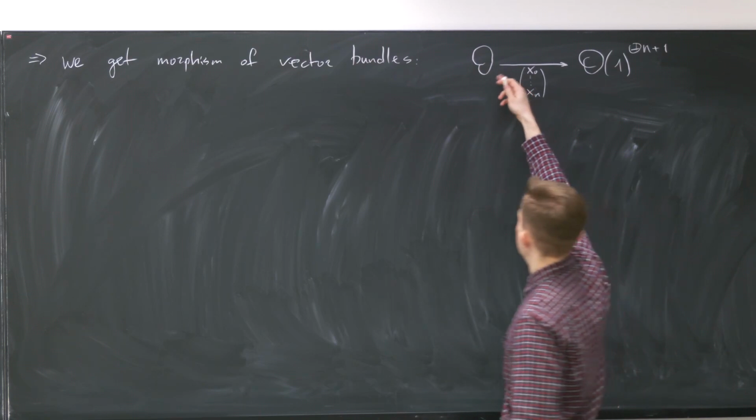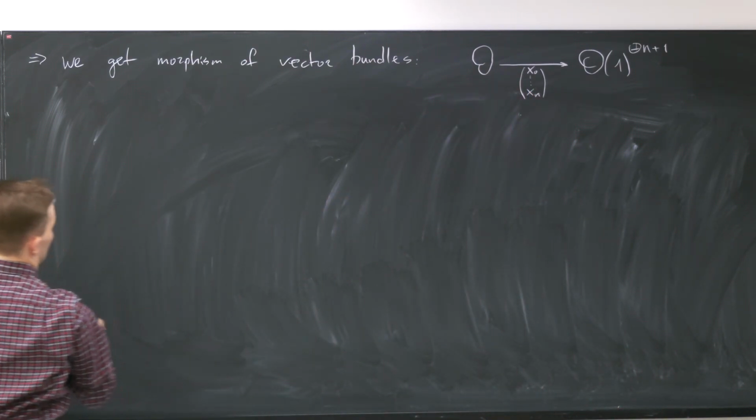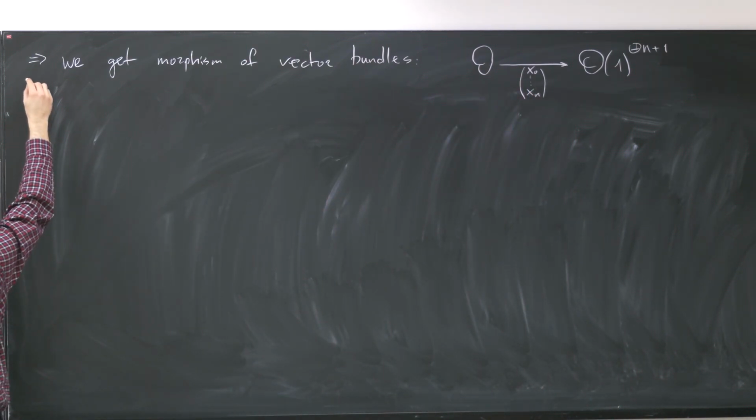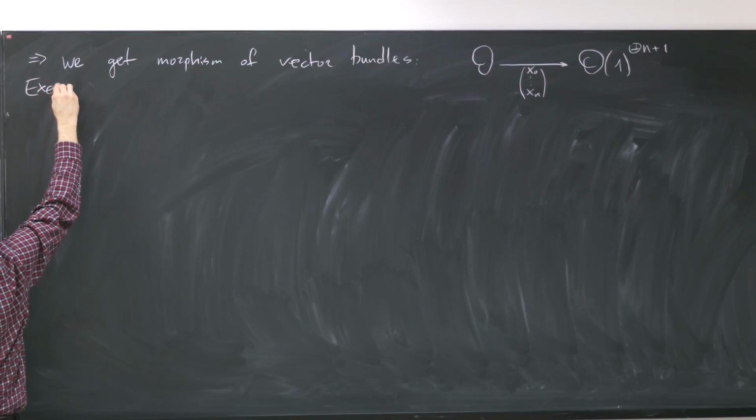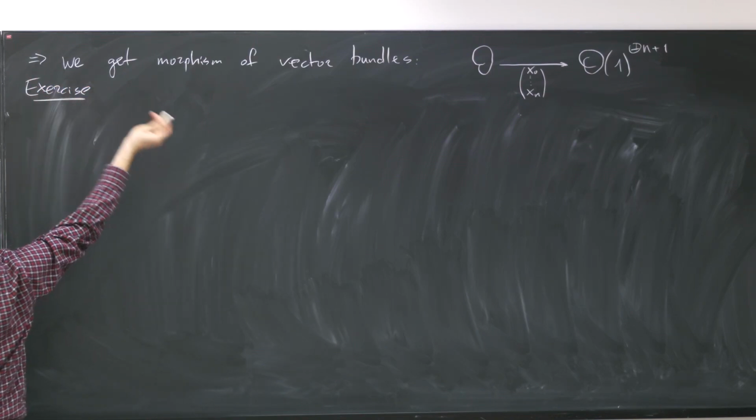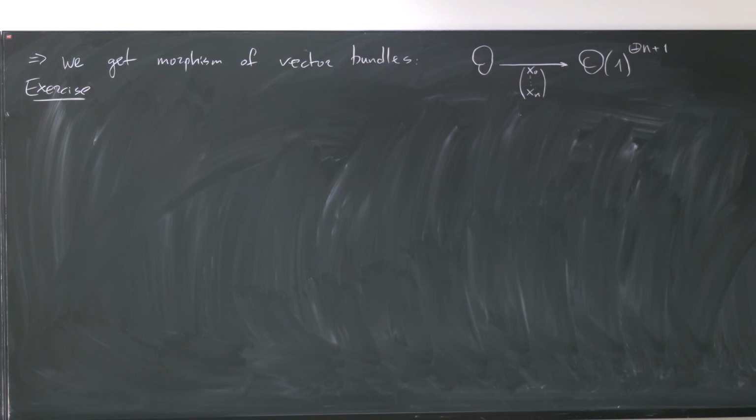One can check that this is actually an embedding pointwise, as an exercise. Well, it's kind of obvious, because there is no point in the projective space where all these coordinates vanish, so I don't even write it as an exercise. So this is pointwise an embedding, and does anybody know what the quotient is?